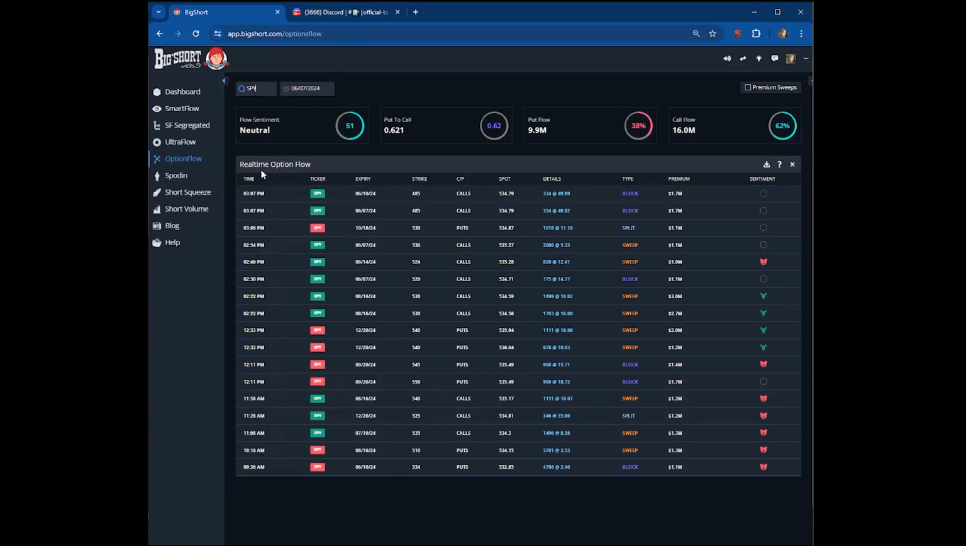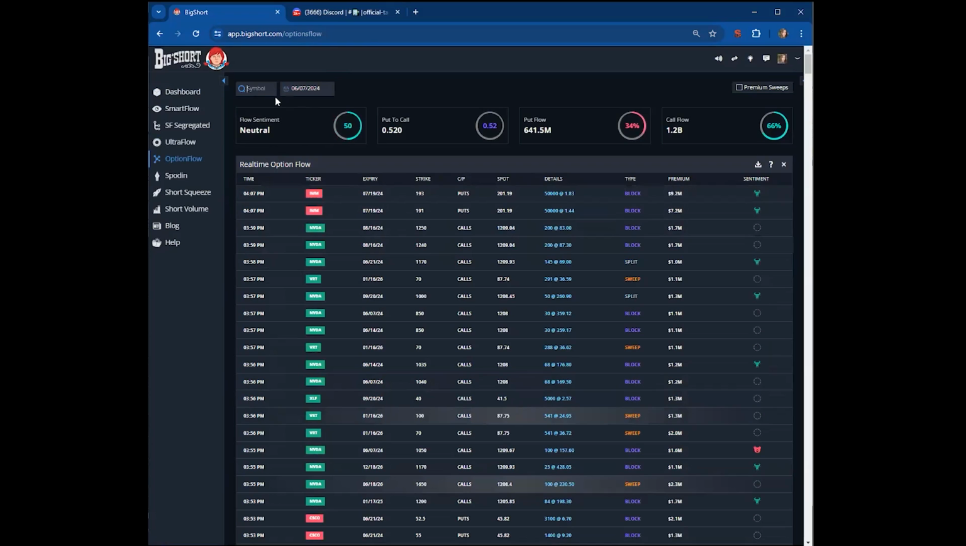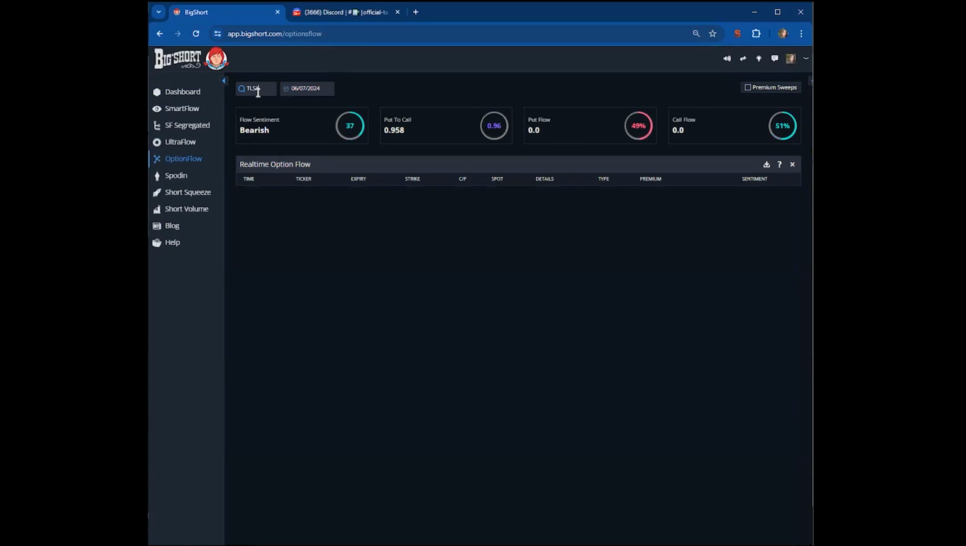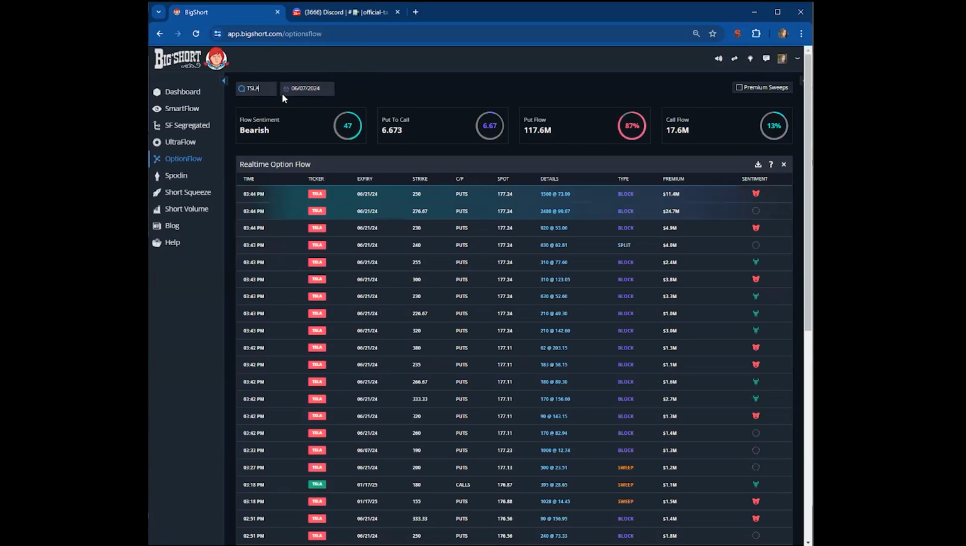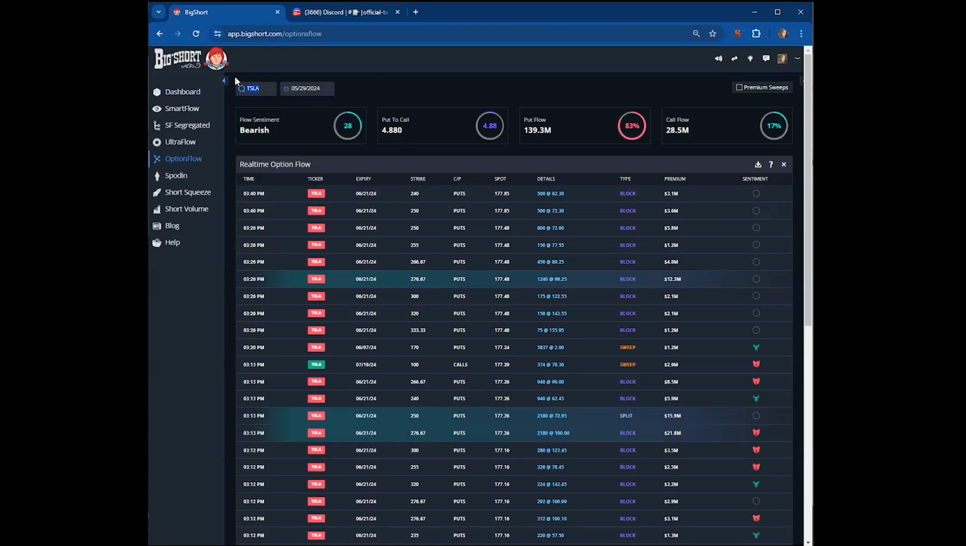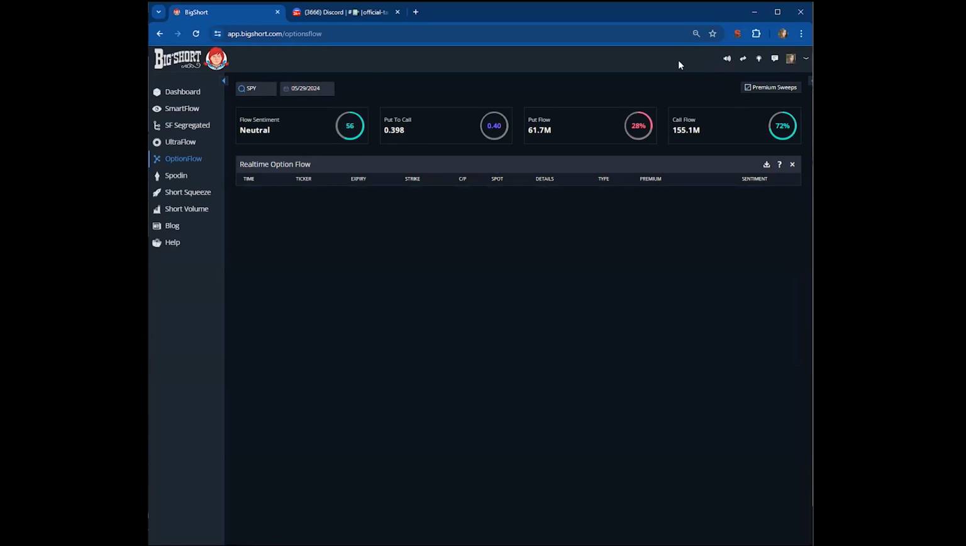So next we have OptionFlow. OptionFlow shows all of the option flow data. A lot of our competitors like Unusual Whales and Flow Algo, this is sort of their offering, and we have a lot of users that come over from there. So we decided to create a kind of familiar view for them as they're onboarding onto our platform. You can search by any ticker and by any date, and you can also choose to see just the premium sweeps as well.